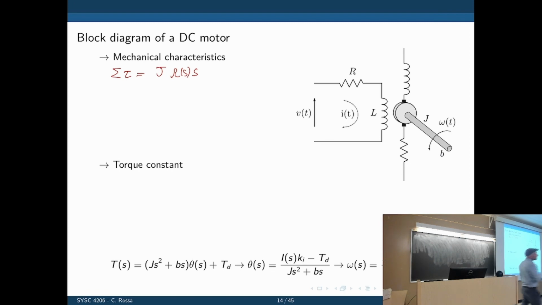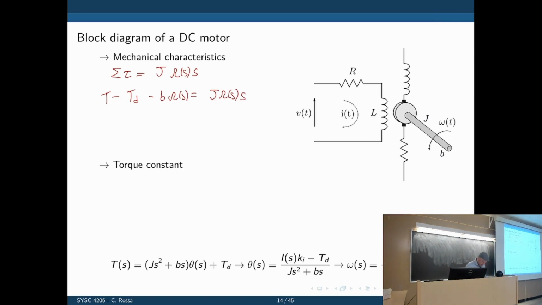All right, so what torques are being applied to the motor? We have the input torque that is created from the electrical part. What else do we have? We have a load torque that the motor is rotating. Let's call that TD, a load torque. And then we also have friction. Friction is proportional to speed. So it's simply B times omega.